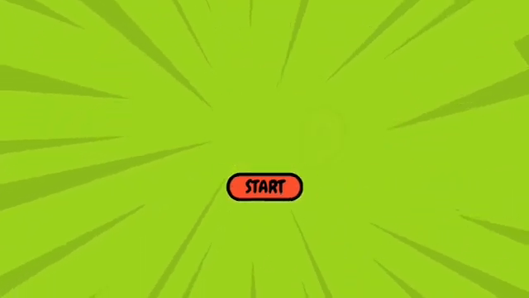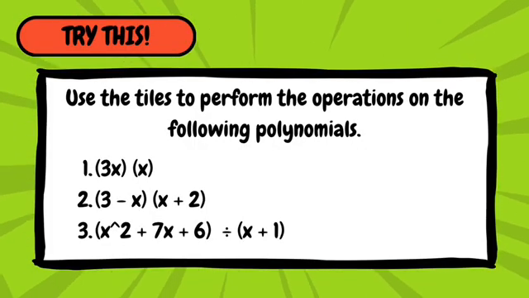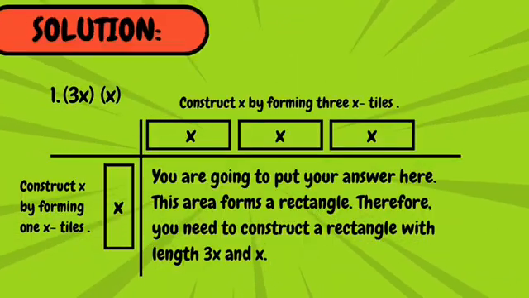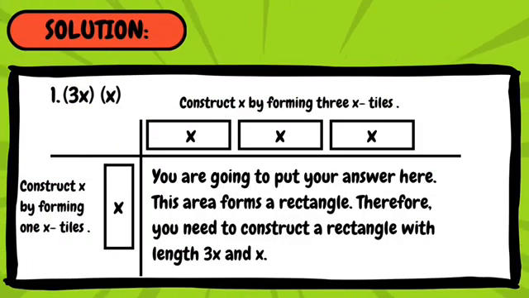Let's begin. Try to solve this following polynomials using the tiles to perform the operations on the polynomials. So let's try example number 1. 3x multiplied by x. So here, for us to solve the multiplication of polynomials using algebraic tiles, we just need a simple table. So above, to represent 3x, we just need to construct 3x by forming 3 x tiles. To represent x, we just need to construct x by forming 1 x tile.